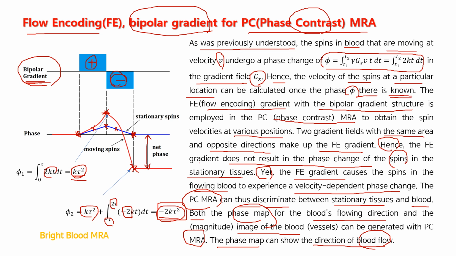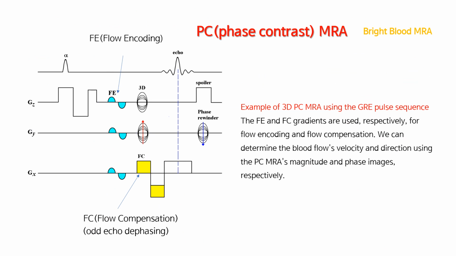So in the phase contrast MRA, we can obtain information about the velocity of the flowing blood, and also we can have the information about the direction of the flowing blood. This slide shows the sequence of the phase contrast MRA. This gives the bright blood MRA.